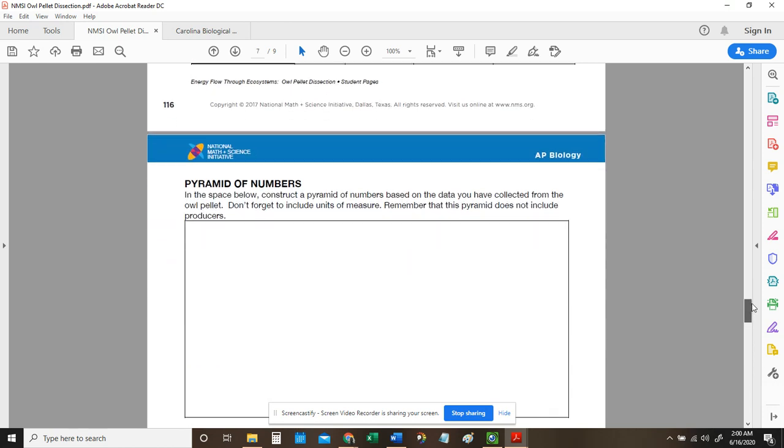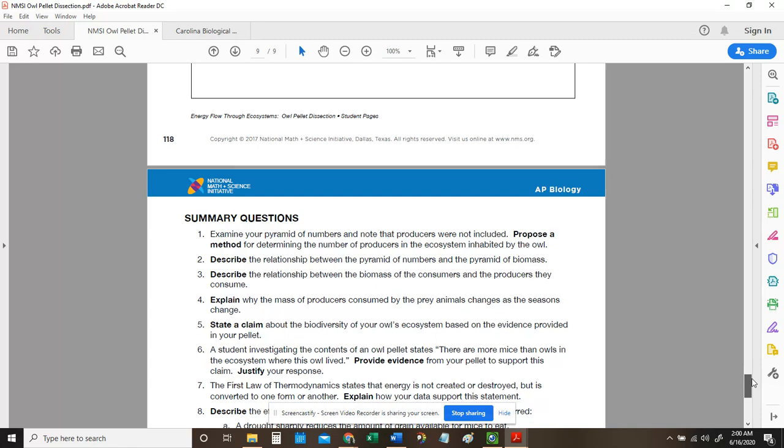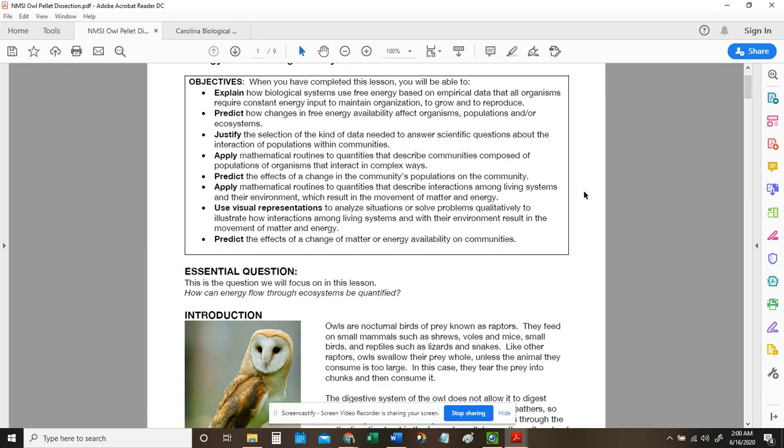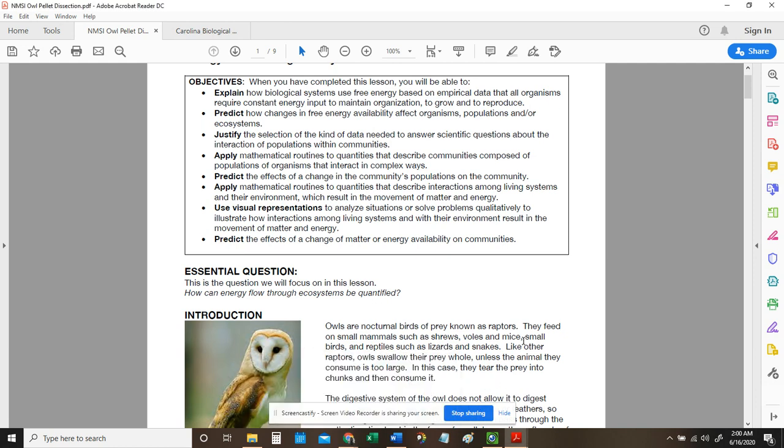If they can do that visually and mathematically, then they will have the skills needed to be successful on the AP exam. So that's kind of a brief overview. I wanted to show that to you guys, let you know what that looks like. So hopefully that was helpful.